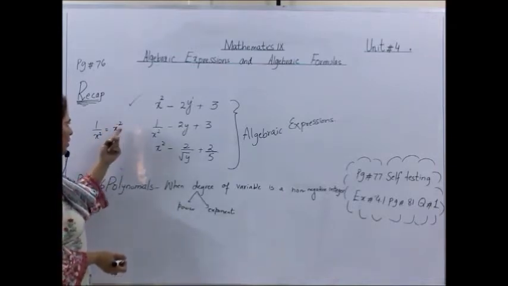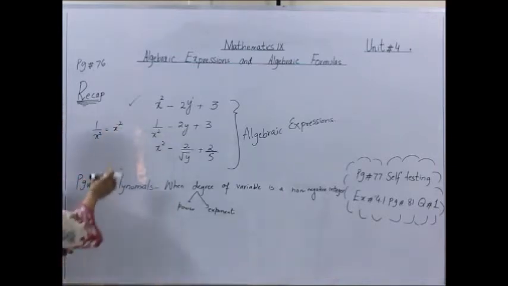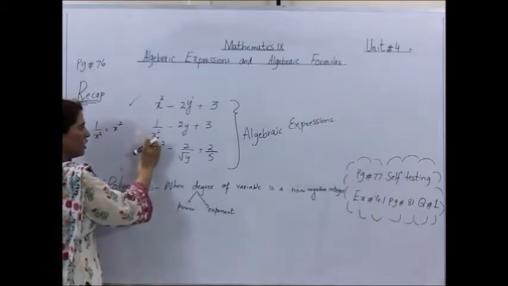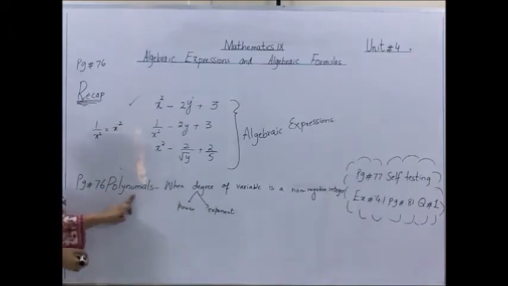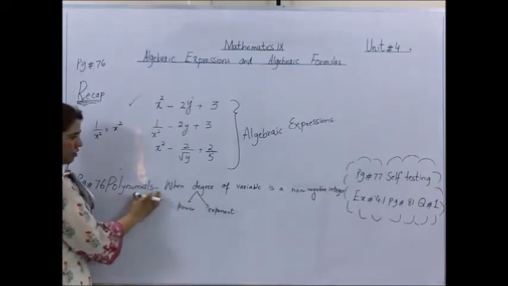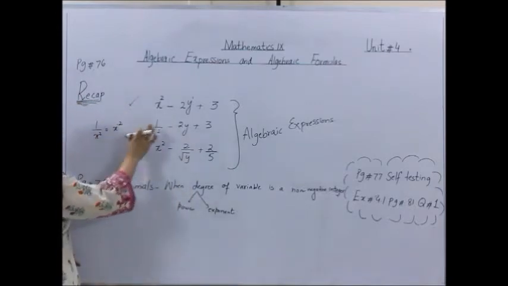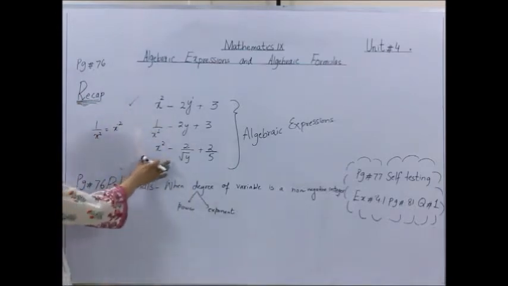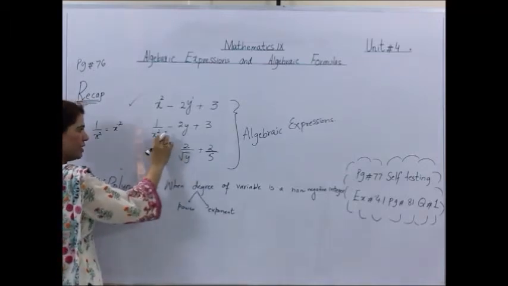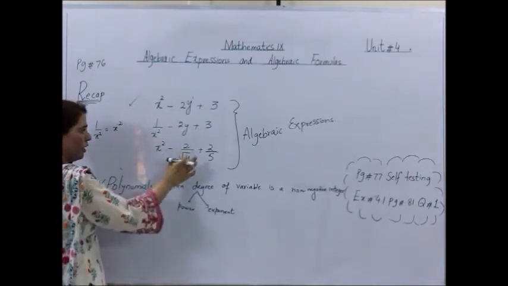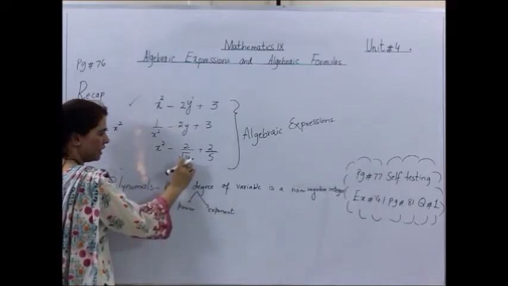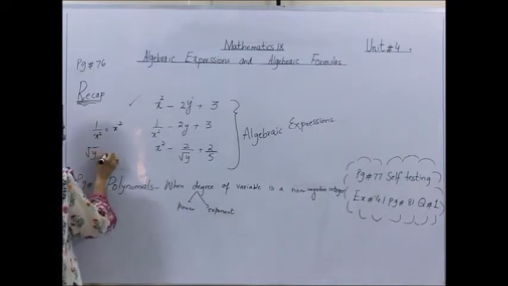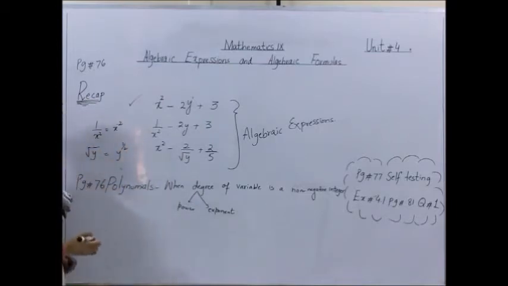not a non-negative integer, it is a negative integer. So the first term of this example does not satisfy the main definition of polynomial, so it is not a polynomial anymore. Look at the next example. x square, yes, satisfies the definition of polynomial, but we have to see the whole expression, not the single term, and see the variable square root y, which is y to the power 1 by 2, so it is not a polynomial anymore.